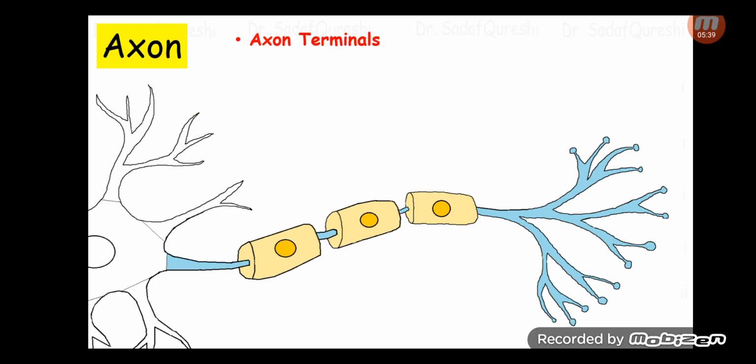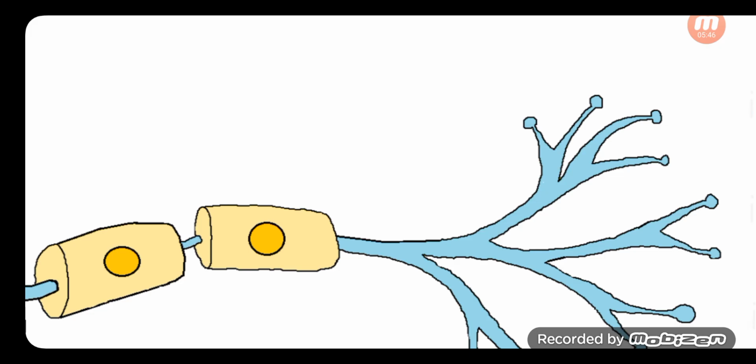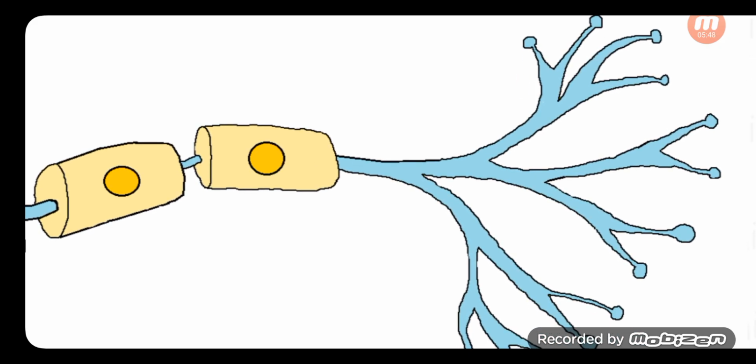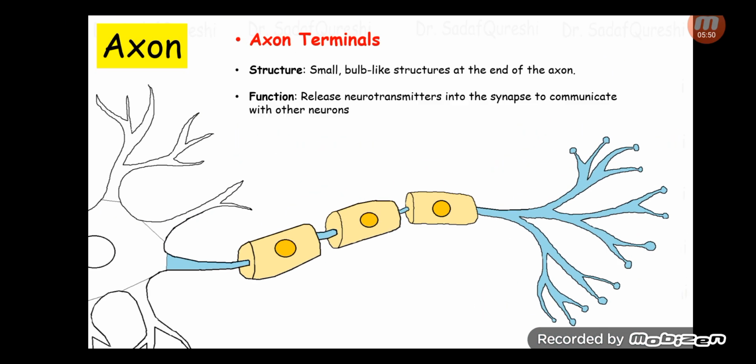Then we have another important axon structure, the axon terminals. They are small bulb-like structures at the end of the axon. Here you can see small bulb-like structures at the end of axons, or axon terminals. Their function is to release neurotransmitter into the synapse to communicate with other neurons.